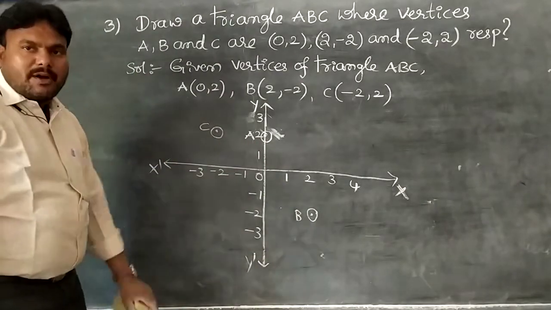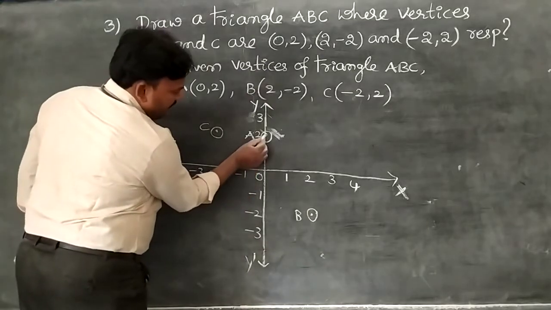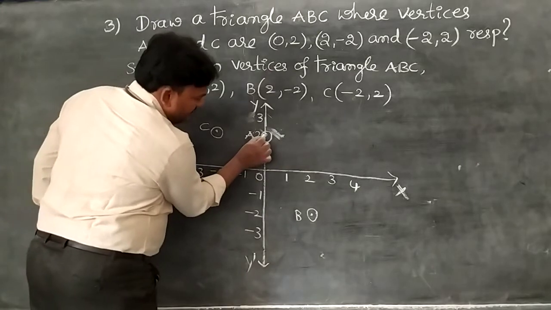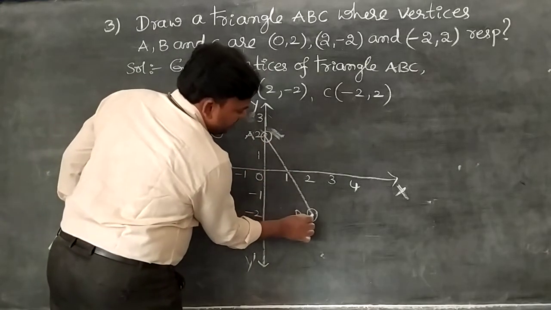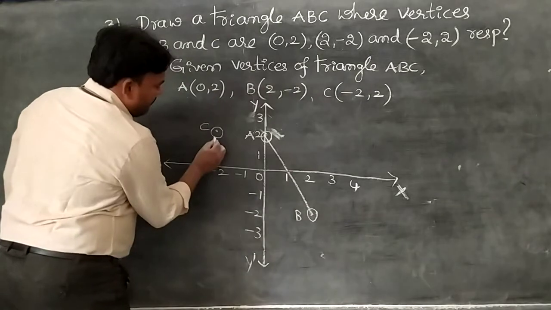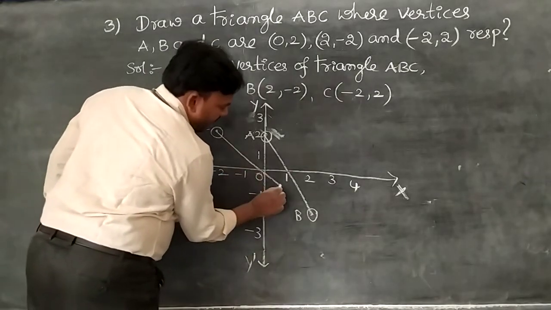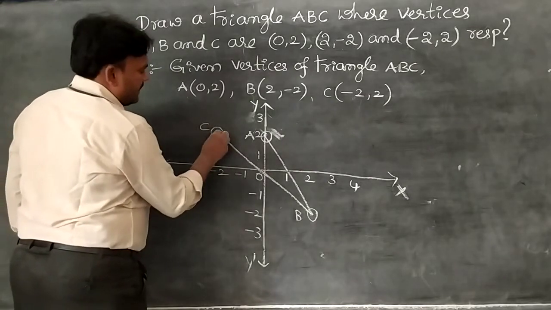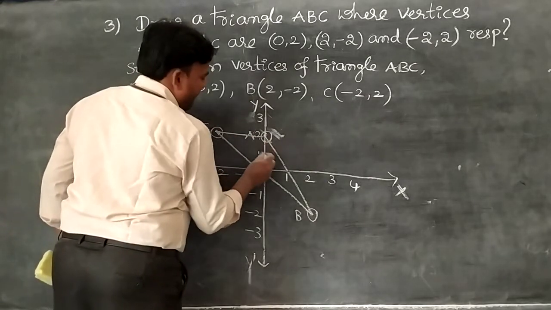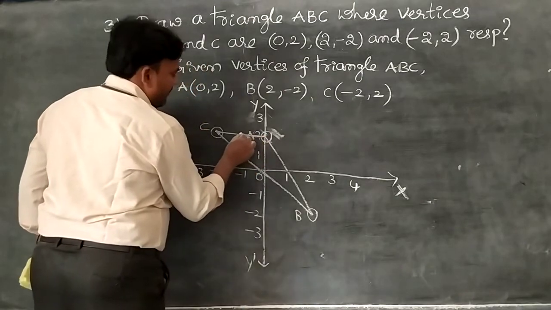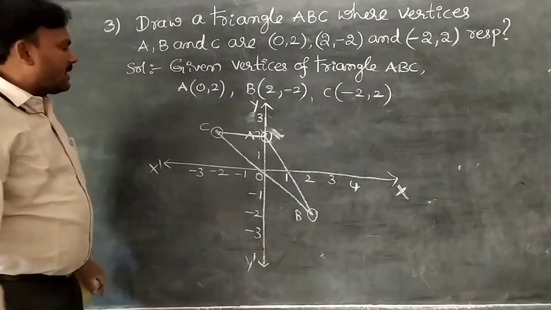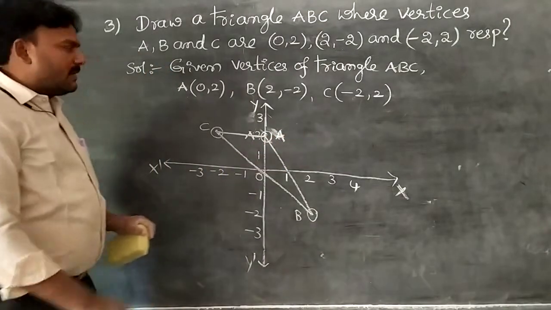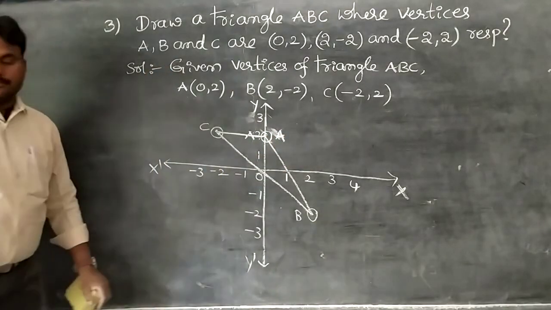Next, joining the points. First, A to B by using a scale, not by hand. By using a scale, join the points. Next, B to C. Next, C to A. Like this. This is the triangle ABC, students. Okay, next we go for another problem.